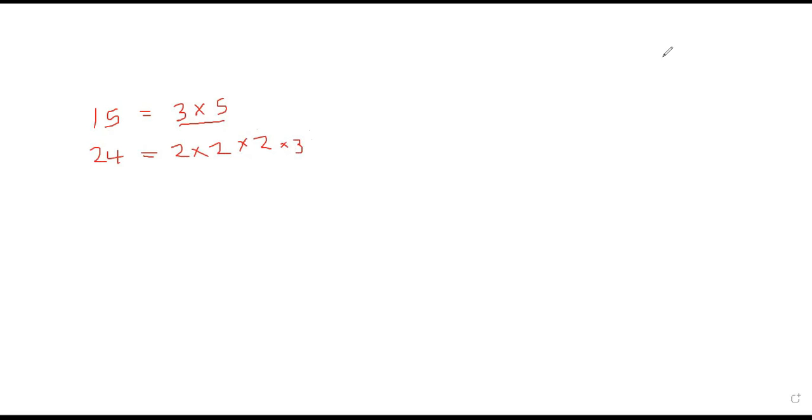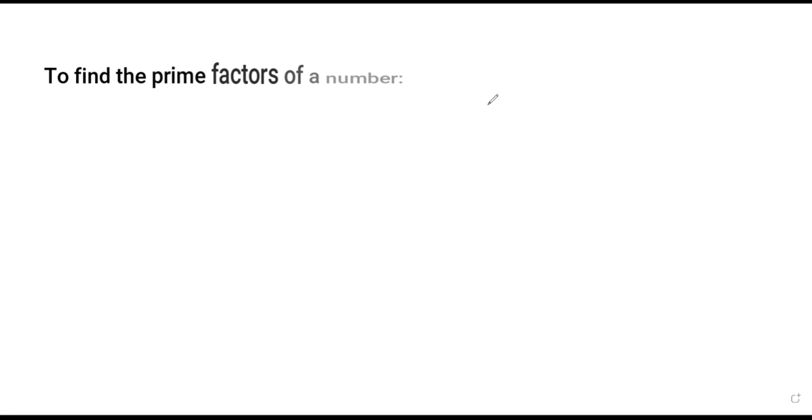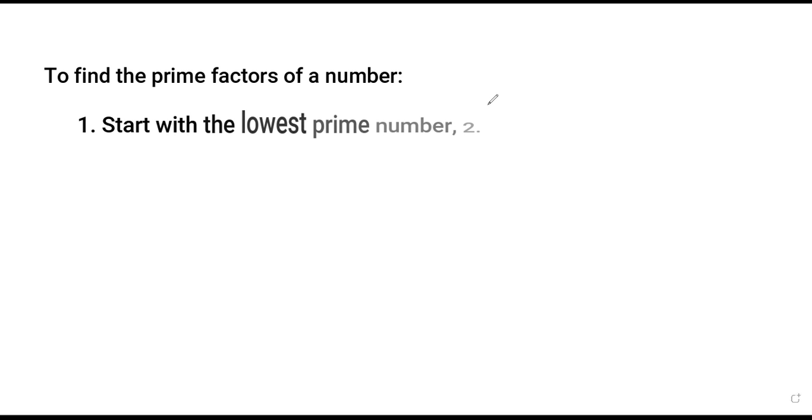Now, I am going to teach you how to determine prime factors of a number. But before you do that, you must follow these points. Always start with the lowest prime number, 2. Find out if this will divide into the number. If it will not divide, try the next prime number, and I'm talking about numbers like 3, 5, 7, 11, 13, and so on and so forth.